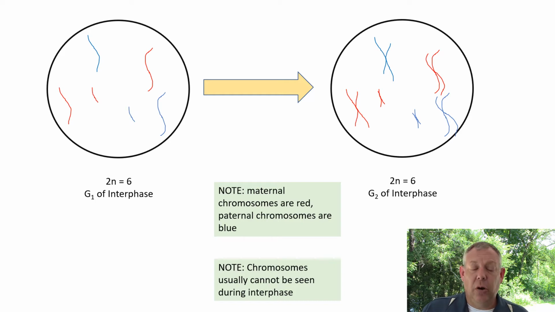In this example I'm going to show you, the maternal chromosomes are red and the paternal chromosomes are blue. So for each homologous pair, you've got a red one and a blue one, one chromosome from mom and one chromosome from dad. Also, I realize this is interphase, and typically during interphase you can't see the chromosomes, but this is just an example. We want to pay attention to these red and blue chromosomes to help us understand how we can form what's known as a half clone through parthenogenesis.